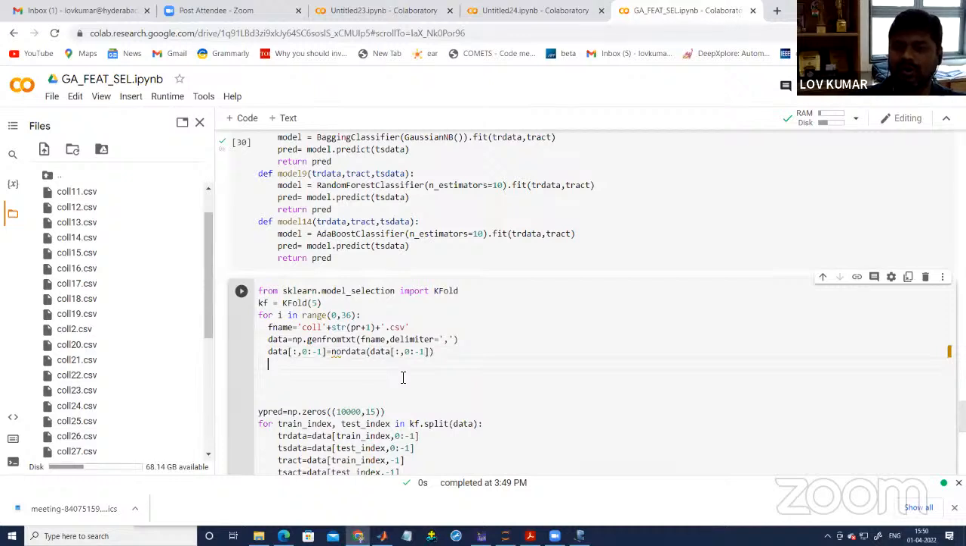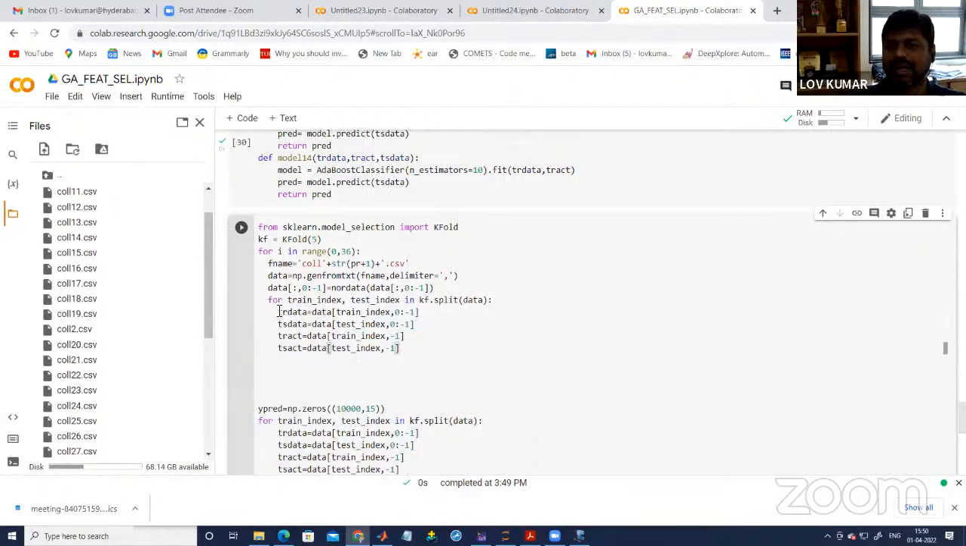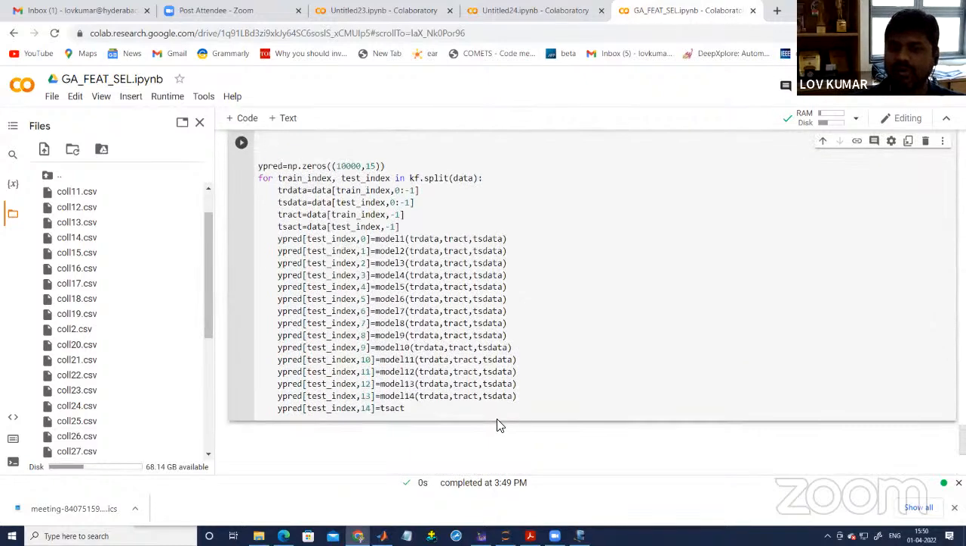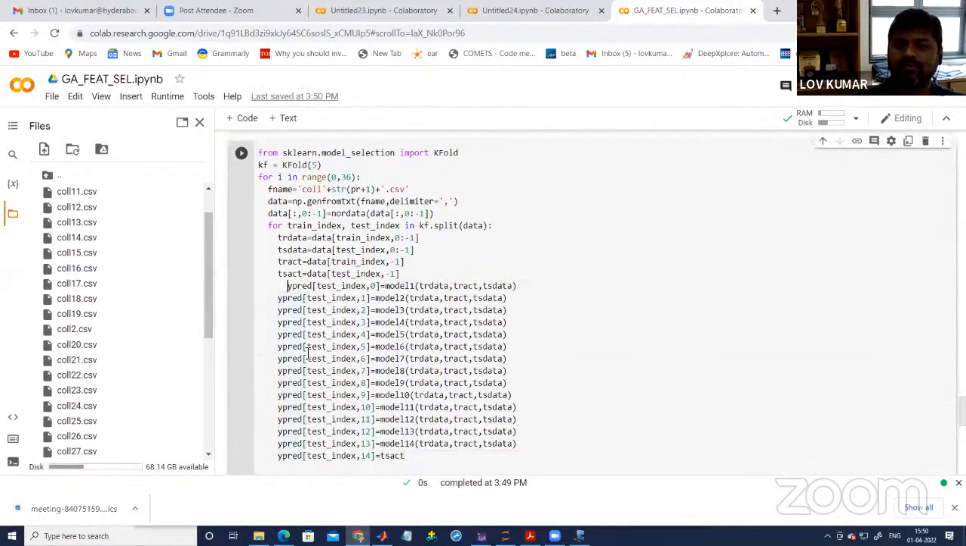Once the data is normalized, we are going to use k-fold cross validation, that is, 5-fold cross validation. This is the code for 5-fold cross validation. We calculate the training data and the testing data for each fold. Once we get the training and testing data, we call the model, and we calculate the y predicted values.